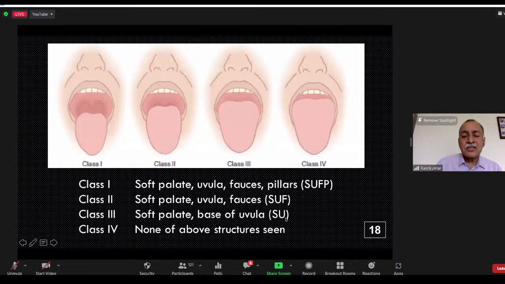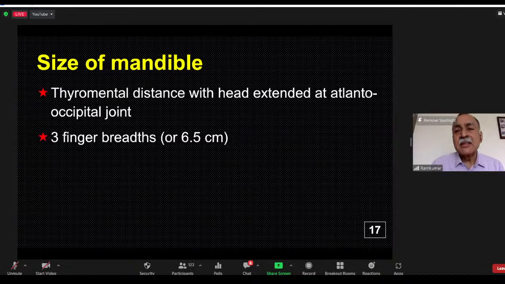So this is now looking at the relative size of the tongue to the submandibular space. Now we want to get an anatomical idea or a size evaluation of the submandibular space. We look for what is called the thyromental distance. Okay, from the thyroid cartilage to the chin, we look at the distance with the head extended and you measure the horizontal distance. Again, an approximation is 3 finger breadths, or an actual value of 6.5 centimeters.